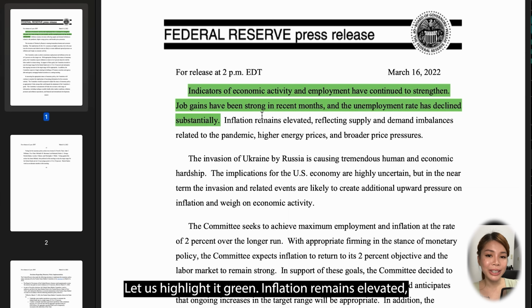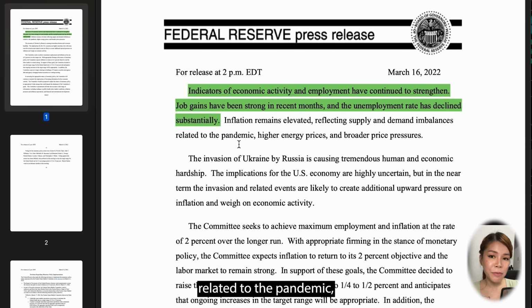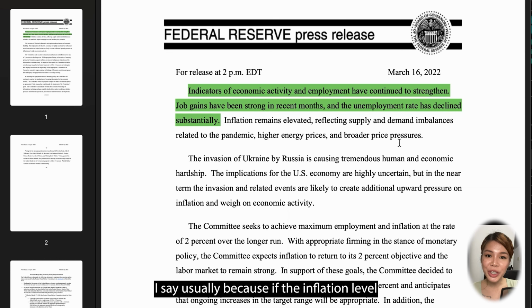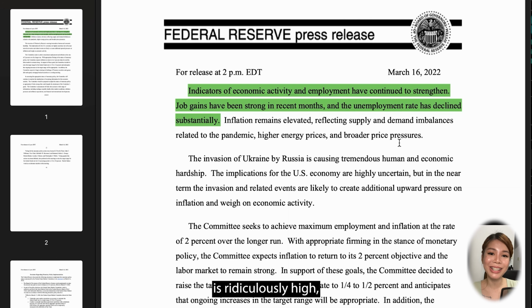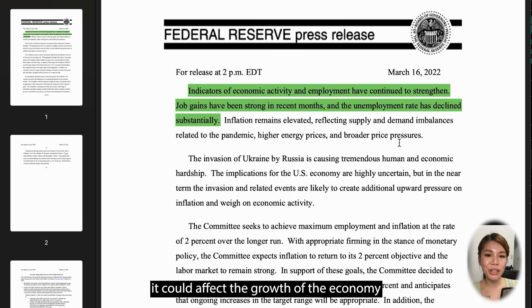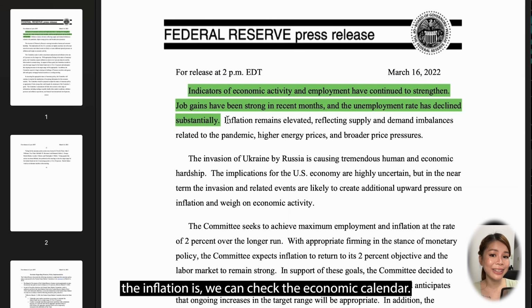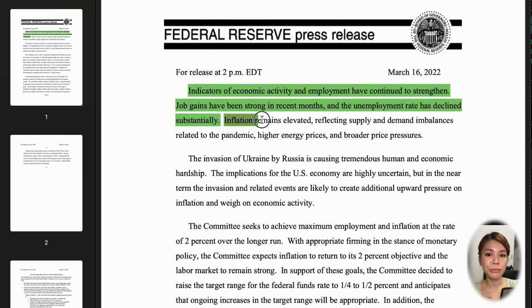Inflation remains elevated, reflecting supply and demand imbalances related to the pandemic, higher energy prices, and broader price measures. Higher inflation, depending on the actual figure, is usually good for the currency. I say usually because if the inflation level is ridiculously high, it could affect the growth of the economy and then the value of its currency. If you are unaware of how elevated the inflation is, we can check the economic calendar.